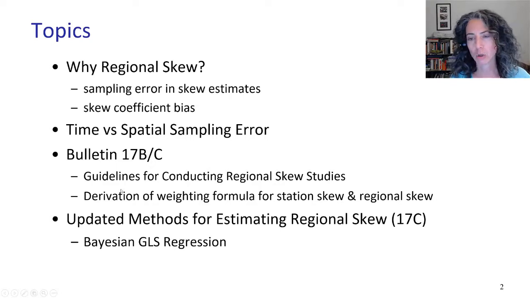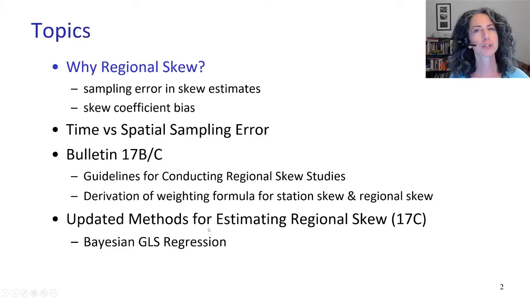And then I'll also go through the derivation of the skew weighting formula between station skew and regional skew, which is used in Bulletin 17B and in Bulletin 17C. And then finally, I'll go through some of the updated methods for estimating regional skew, which has landed on Bayesian generalized least squares regression for 17C, but I'll talk about some of the in-between alternatives as well.